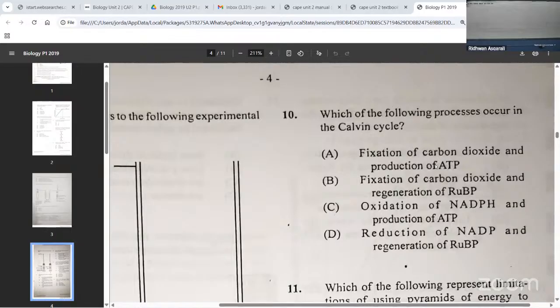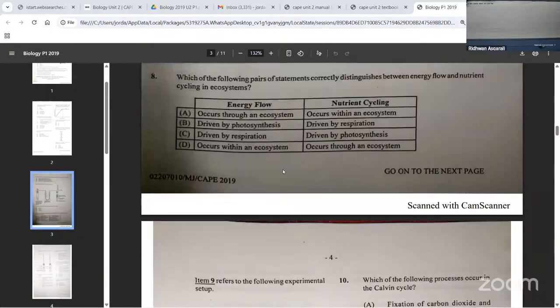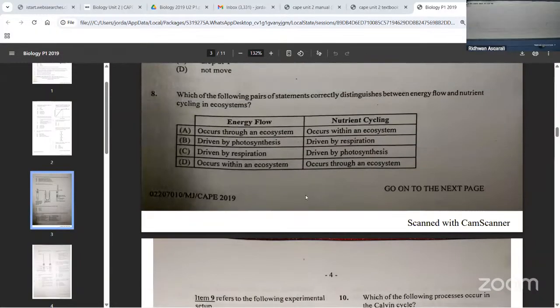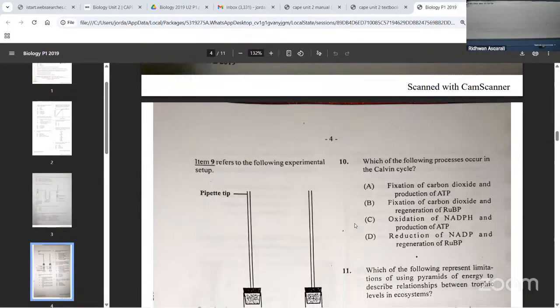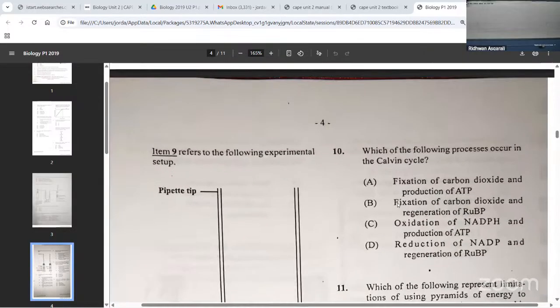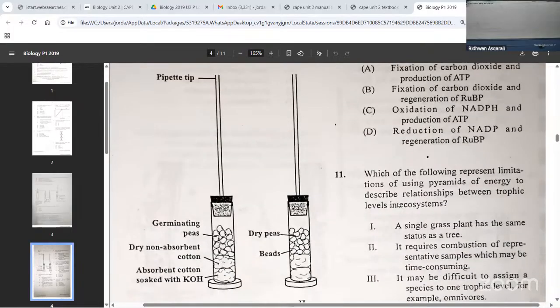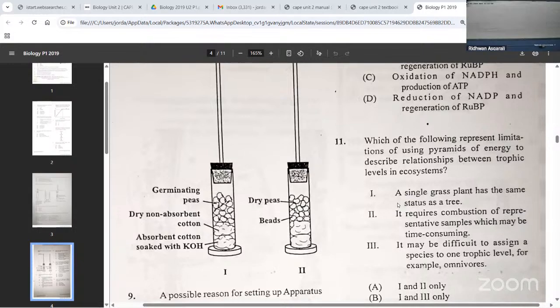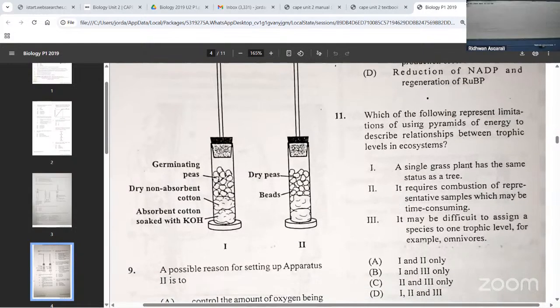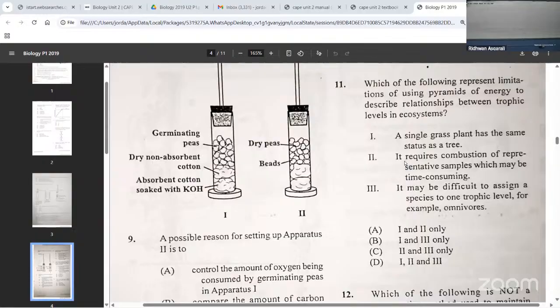So this is for photosynthesis. Eight? Yeah, which one was it? Eight was A. Right, so 10 would be B, fixation of carbon dioxide and regeneration of ribulose bisphosphate. Right, 11, Atilia. Which of the following represents limitations of using pyramids of energy to describe relationships between trophic levels in an ecosystem?